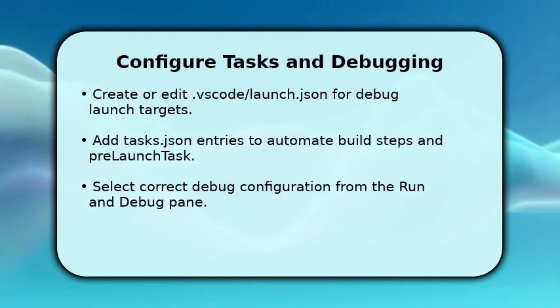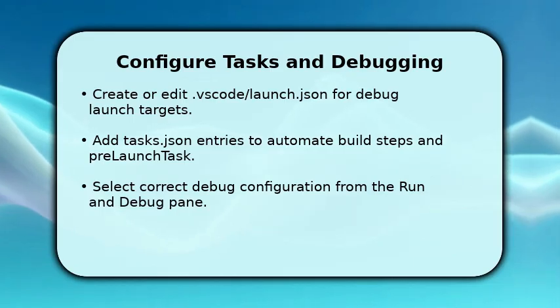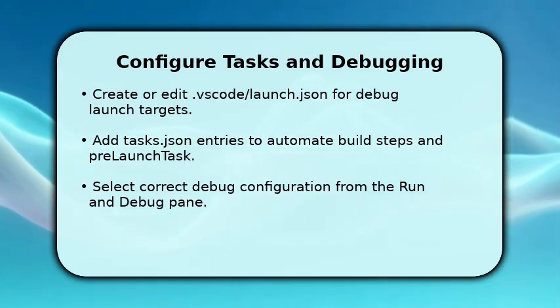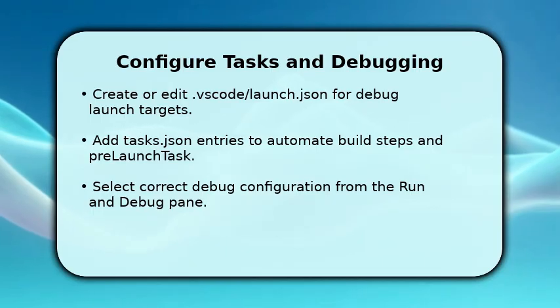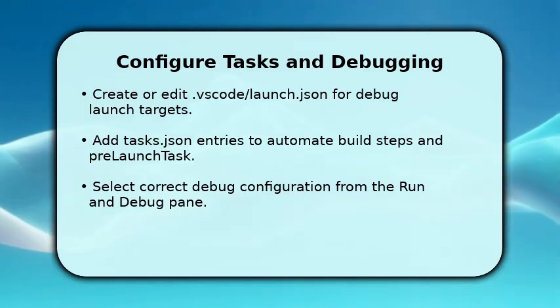Next, configure how VS Code builds and runs your app so output appears predictably. You will create or update launch.json to define program, args, and console. Integrated terminal or external terminal depending on preference. Once configured, add tasks.json to automate compilation and wire a pre-launch task into the debugger.